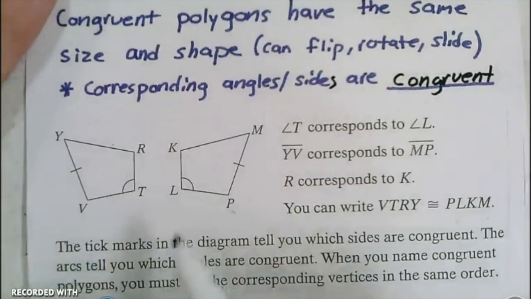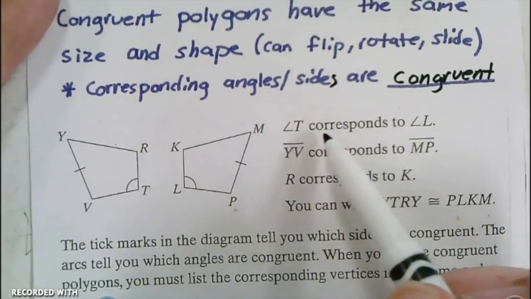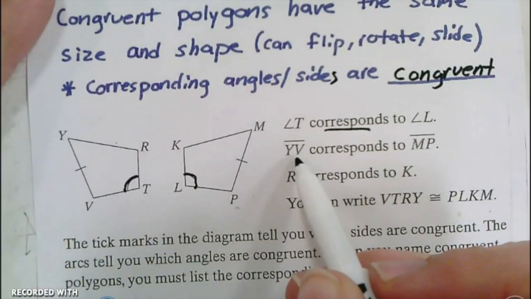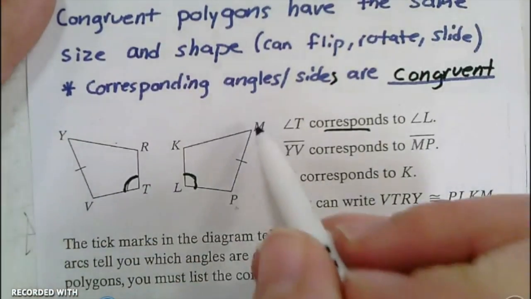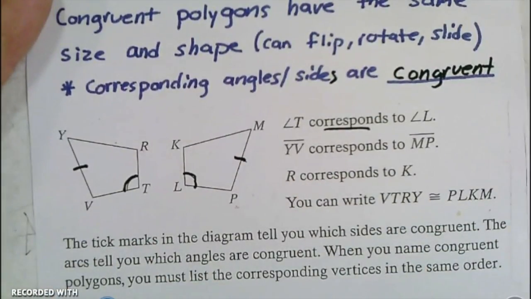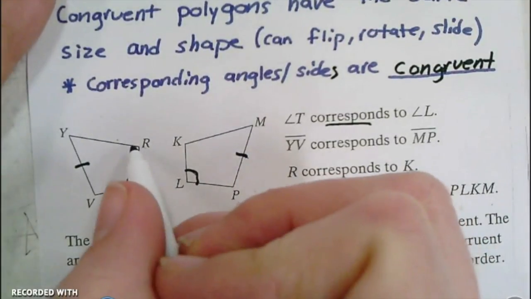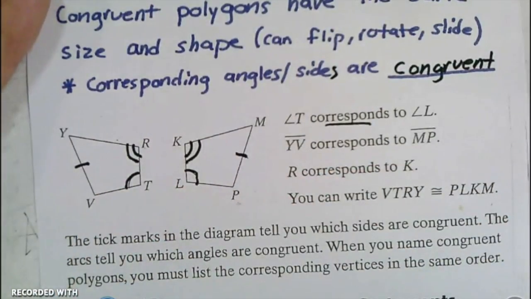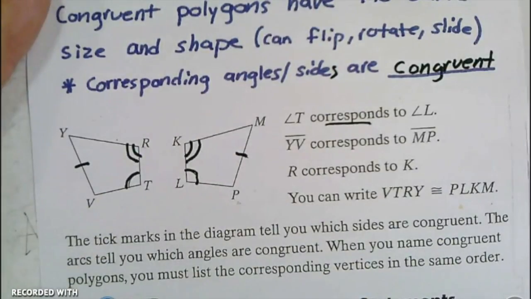So for example, in this figure, we have that angle T corresponds to angle L. YV corresponds to MP, and they both have one tick mark to show that they are congruent to each other. R corresponds to K. So I could show that by doing 2 there and 2 there. That shows that it's different than angle L, but that it is the same as R.